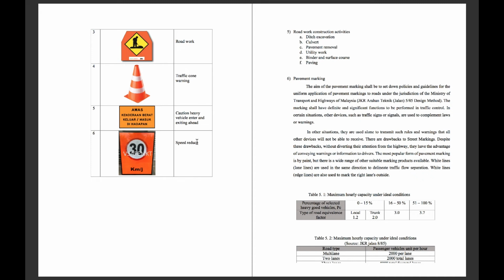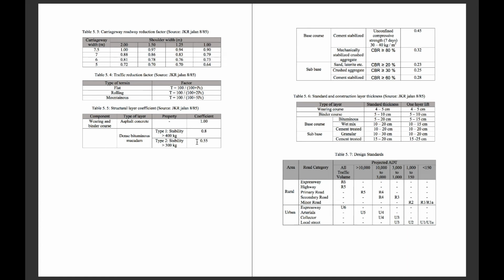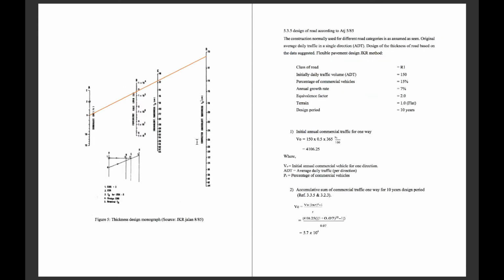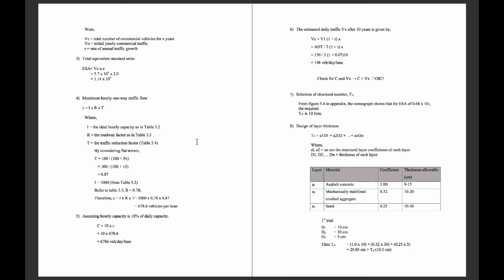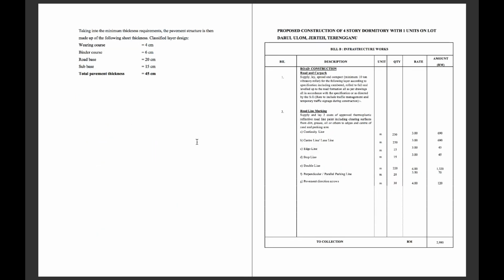This project is under the jurisdiction of the Ministry of Transport and Highway of Malaysia, JKR Arahan Teknik Jalan 5/85 design method to be used in the calculation. This is the design standards and construction layer thickness. Total pavement thickness is 45 cm.